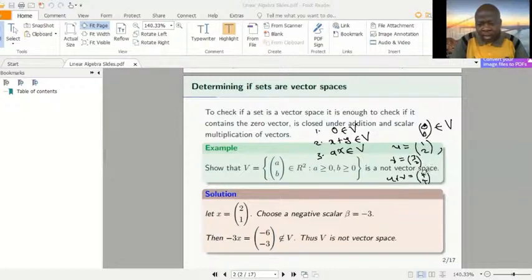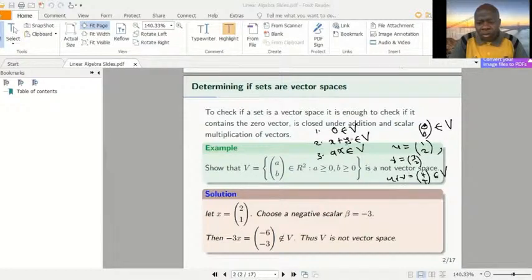And you notice that our A here is greater than 0, and our B here is greater than 0. So this one is in B. This one is in B. So this property is also satisfied. That if I were to choose any two vectors from V, their sum will be in V.